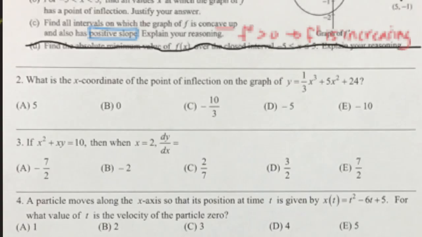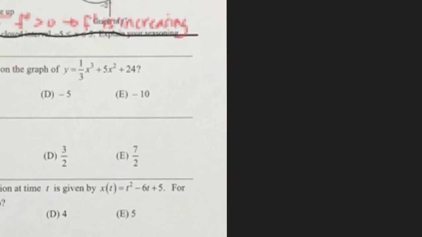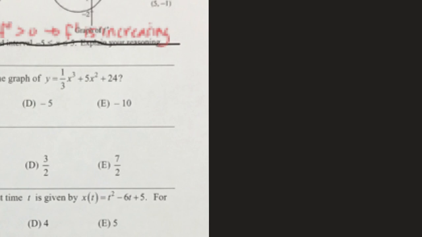Okay, number 2, we want to find a point of inflection, right? That happens when the second derivative equals 0. So we have to take 2 derivatives of our equation here. Okay, so first we have y prime, and thank goodness this is a polynomial, so we can take care of this one pretty quick.